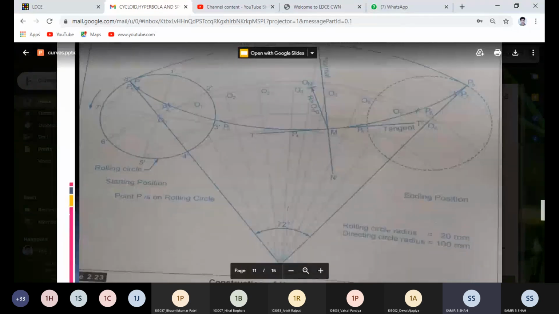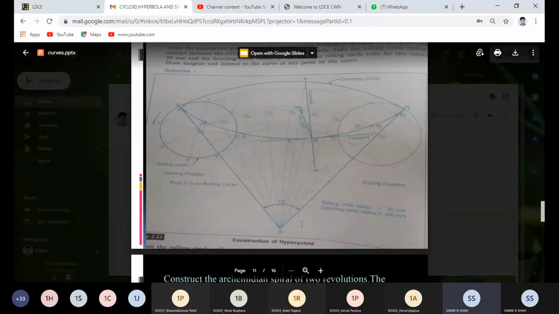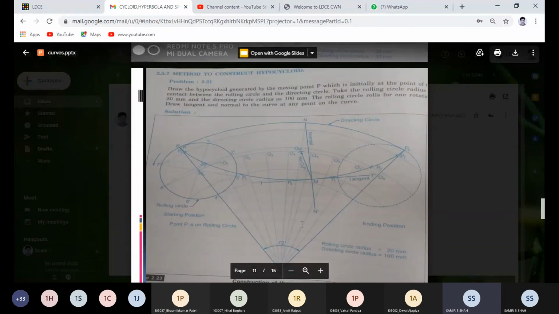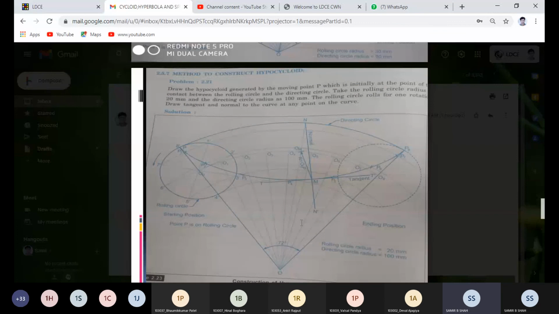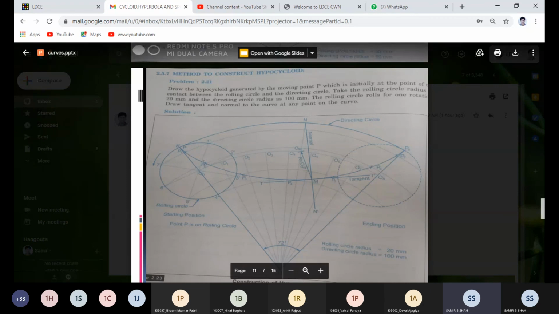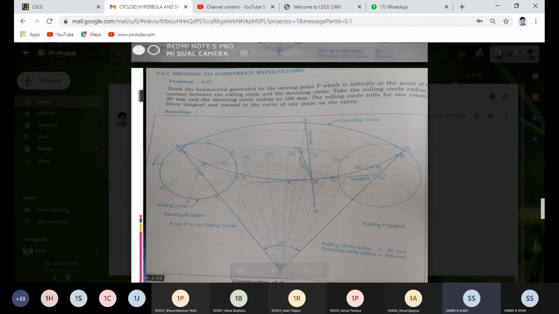So this is known as the tangent and normal of the hypocycloid. As we know very well, here also the inferior hypotrochoid and superior hypotrochoid are there. In the inferior, inside the directing circle another circle will come, and we have to follow that circle. But in the superior, outside of it another circle will come, and we have to follow that circle.